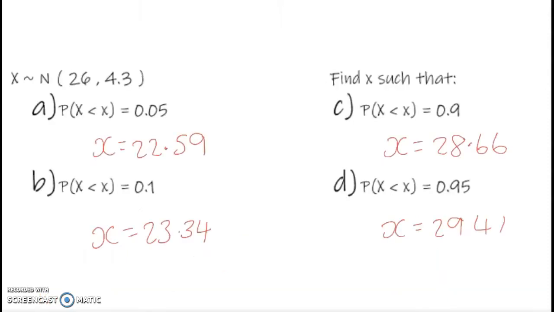So that's the answers to the first 4 for X. Obviously for this question, my mean is 26 and my sigma squared is 4.3, so you should have used root 4.3 for sigma. And the only thing that's different for each question is your area. 0.05, 0.1, 0.9 and 0.95.